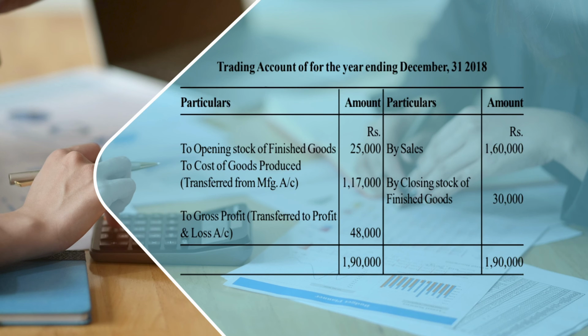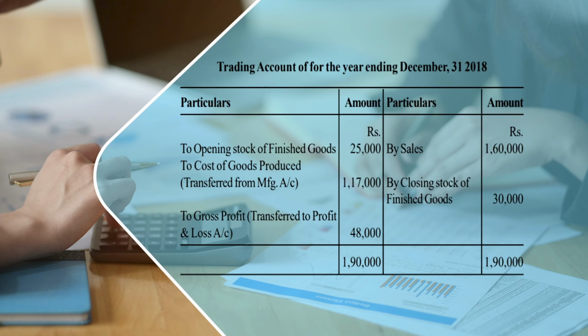So dear learners, I have already told you that if the credit side of the trading account is more than the debit side of the trading account, we arrive at gross profit, and if the debit side of the trading account is more than the credit side of the trading account, we generally earn gross loss. So this is how the manufacturing account is prepared with the help of the information given.